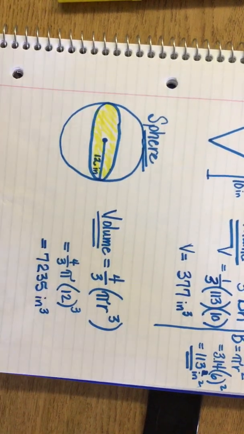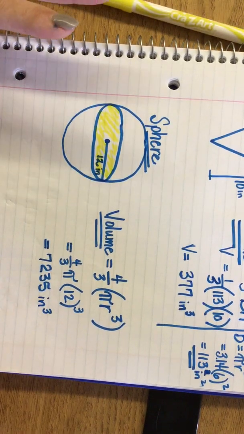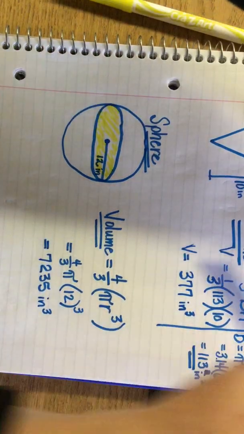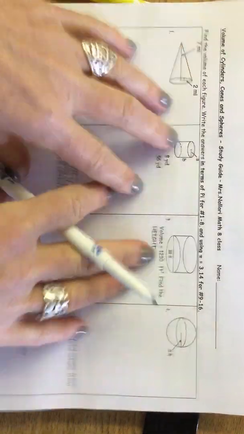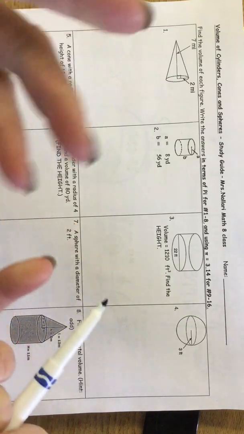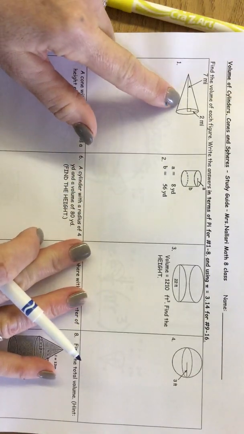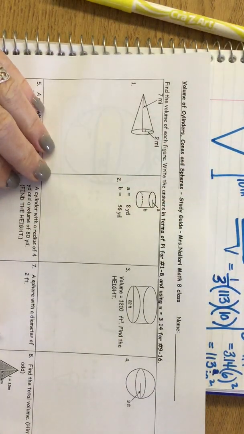So tomorrow when you come in, we're going to do a little bit of exploratory practice with these. The whole concept behind all of these is learning to recognize your radius. These are not difficult. If this is a cone, I'm going to use this formula. If this is a cylinder, I'm going to use the cylinder formula that we did yesterday.